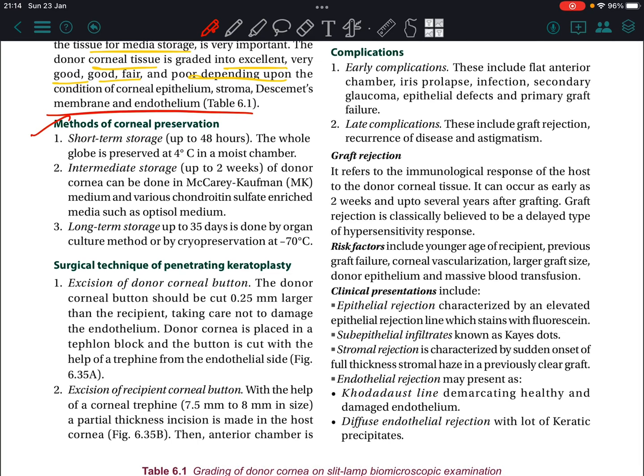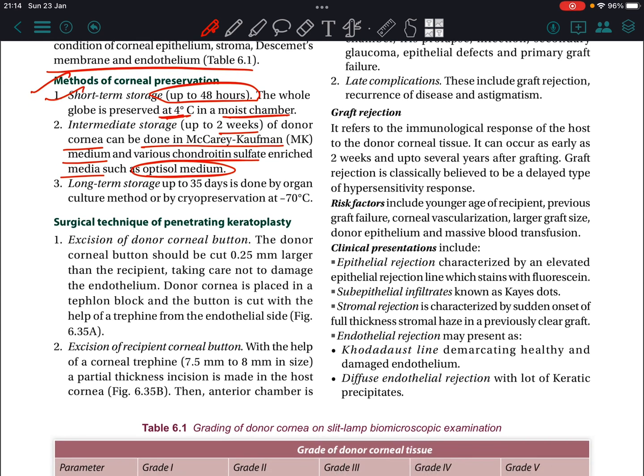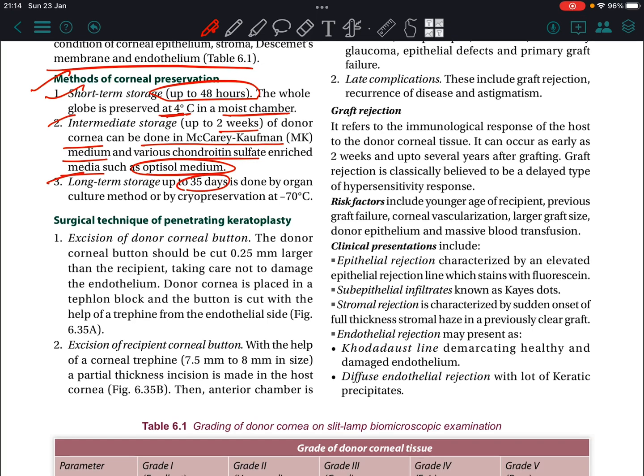Methods of corneal preservation: short-term storage is up to 48 hours. The whole globe is preserved at 4 degrees Celsius in a moist chamber. Intermediate storage up to 2 weeks of donor cornea can be done in McCarey-Kaufman medium and various chondroitin sulfate enriched media such as Optisol medium. Long-term storage up to 35 days is done by organ culture method or by cryopreservation at minus 70 degrees Celsius.